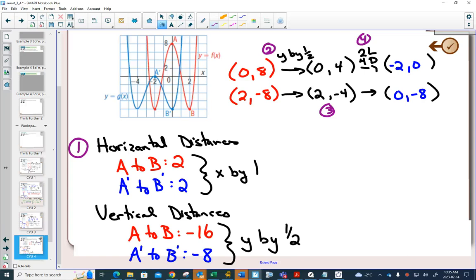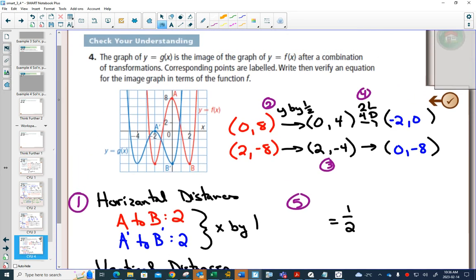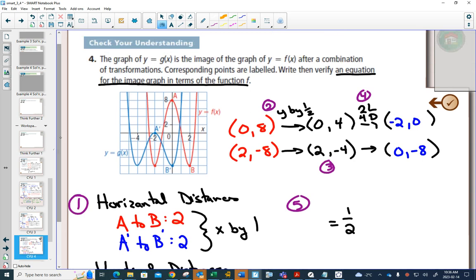We can now, as far as where things are at, step 5, actually write the equation. The equation, in terms of f, you need to multiply by a half. That will be outside the function. Let me reread the question. They want us to write the equation for the image graph in terms of the function f. You would have 2 options for the image graph. The image graph is the blue one.